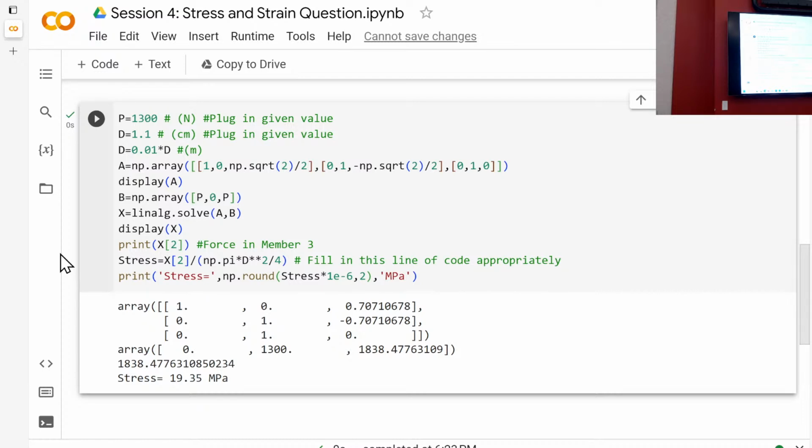It's right here. Okay, so it's the same one, but it has.